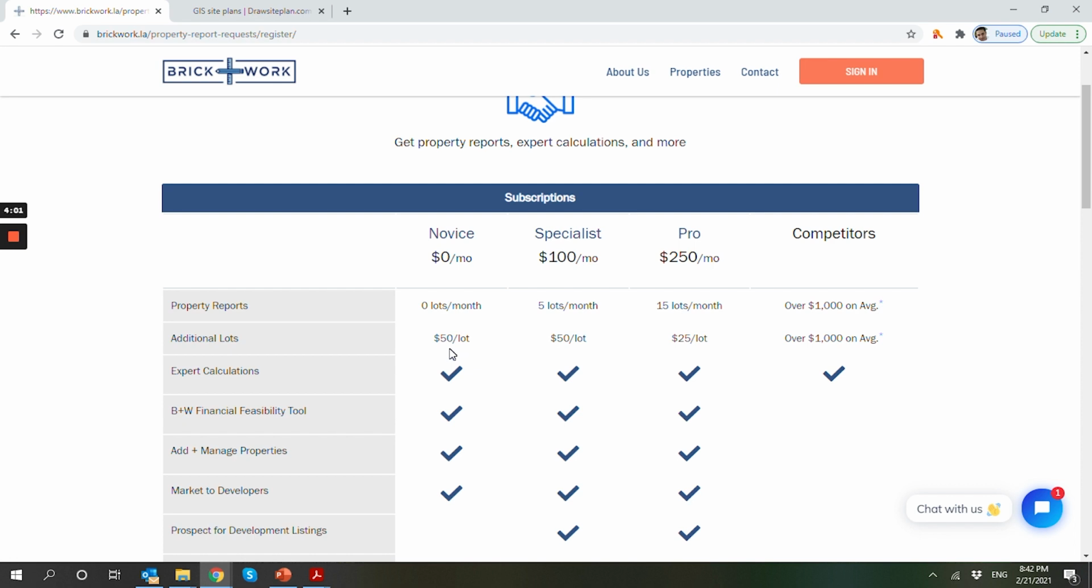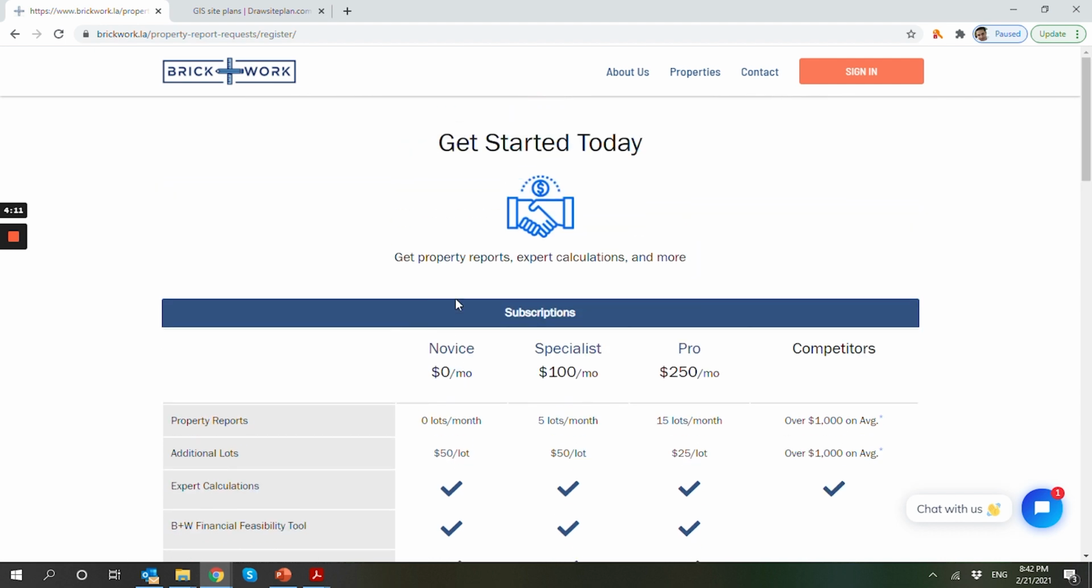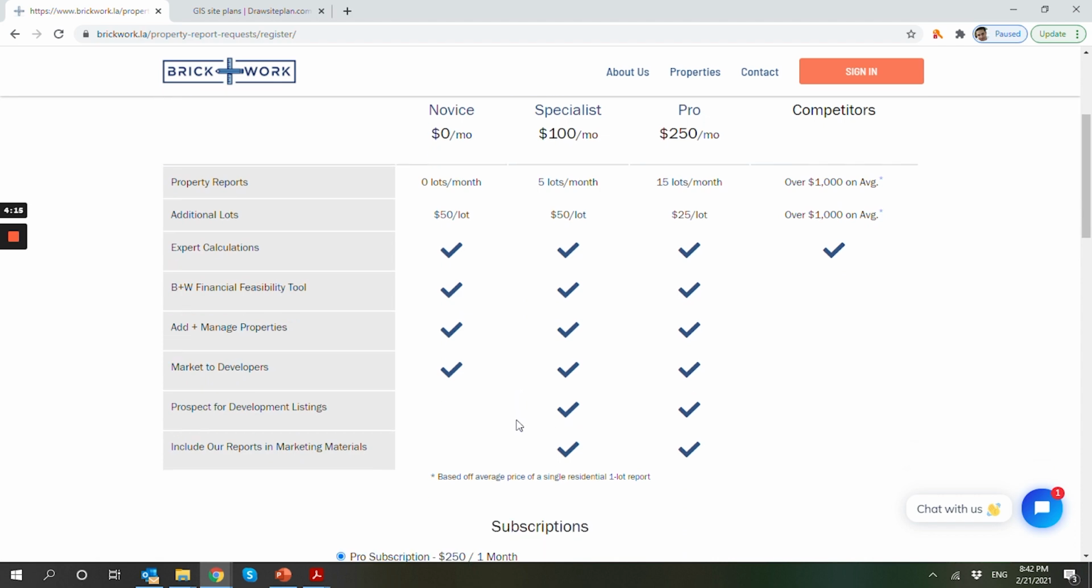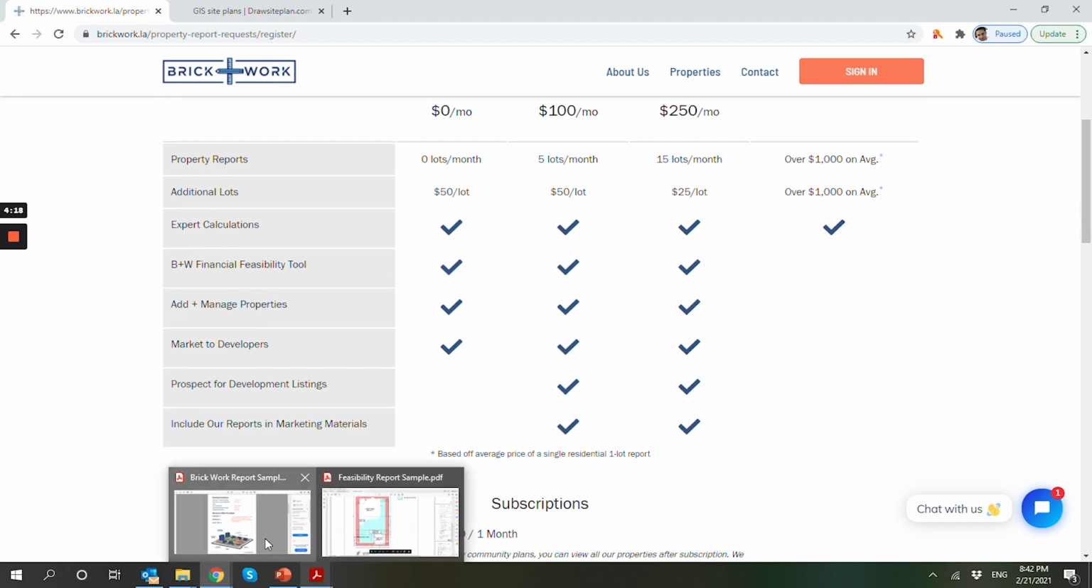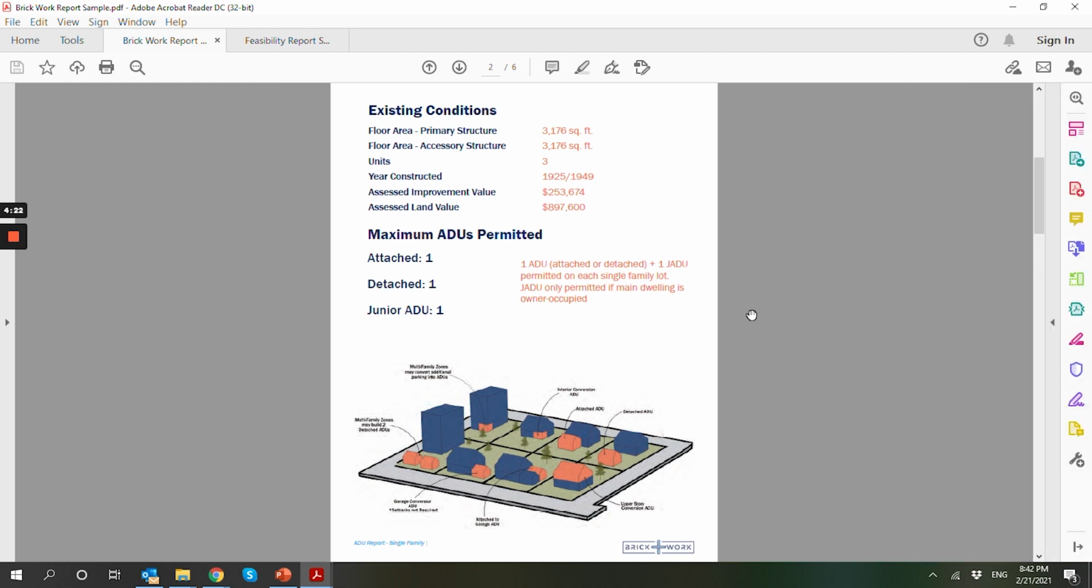Once you order it and you get it, here's what you can expect in your report. You're going to get the information for your property. It's going to show what the existing conditions are, what the existing structure is, how many units are on the structure, what year it was built, what the assessed improvement value is, and so forth. And then, what is the maximum ADUs permitted? It's going to show you for attached, for detached, for junior ADU, and so forth. It's going to show you the setbacks and the distance from the main structure that needs to be kept.